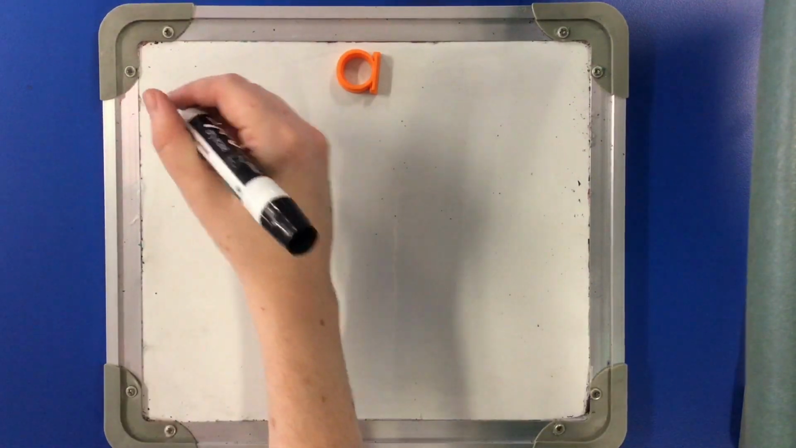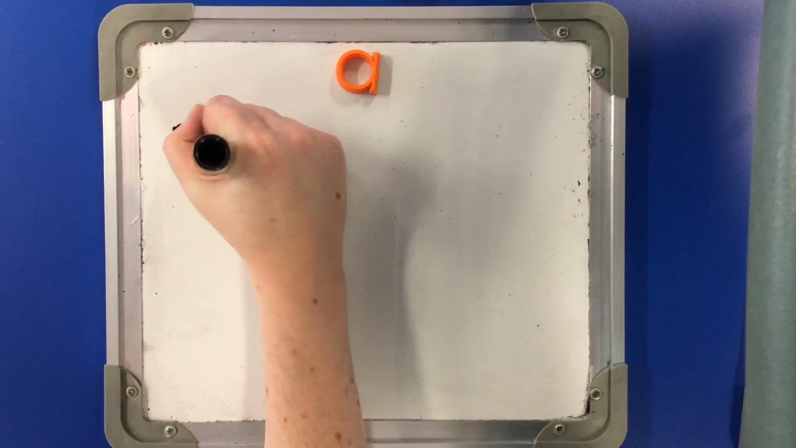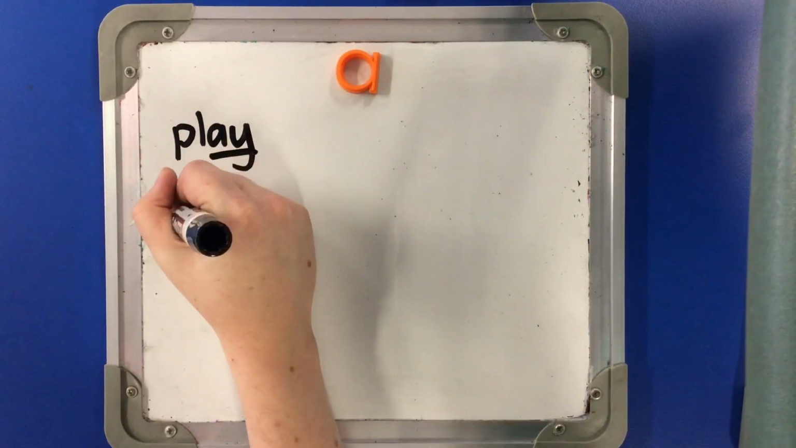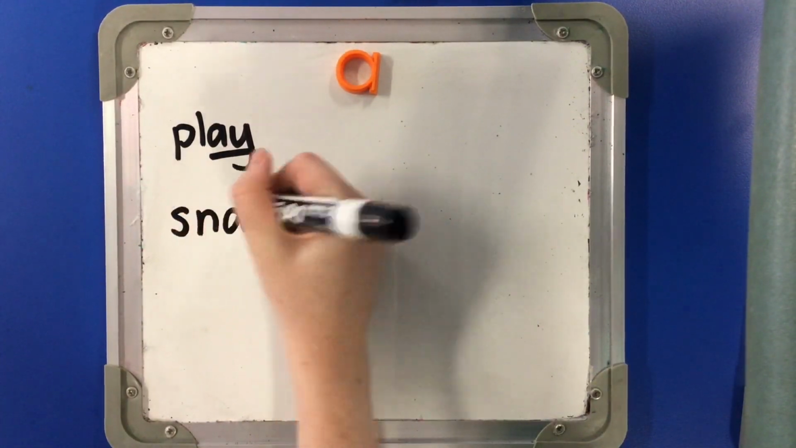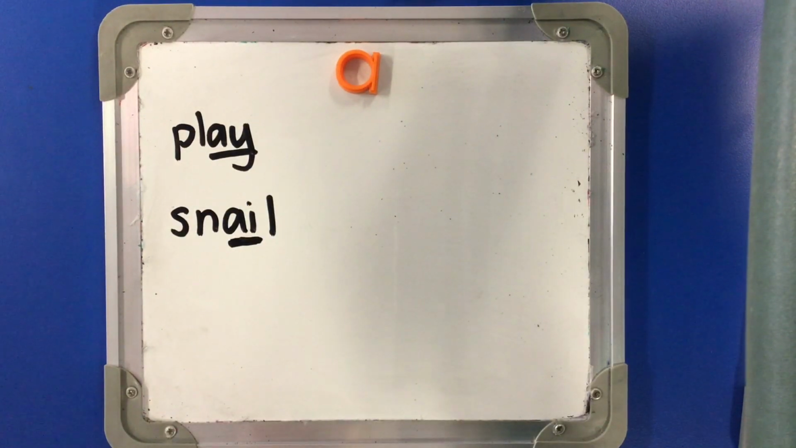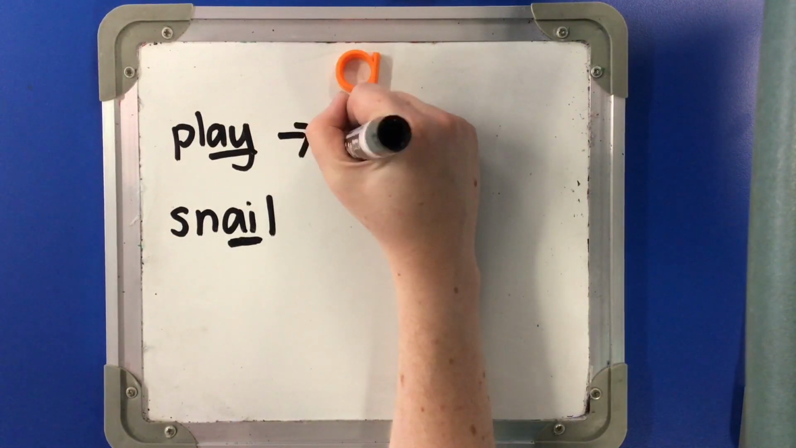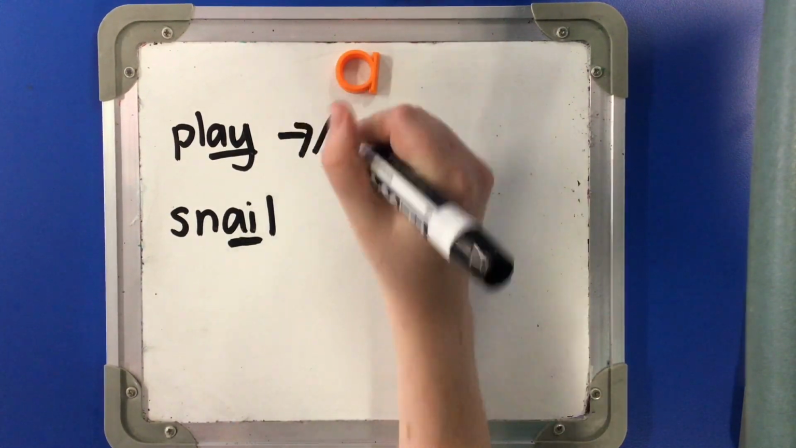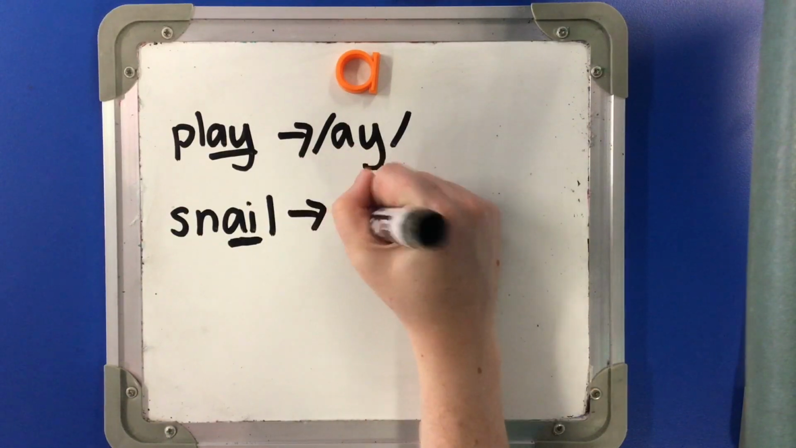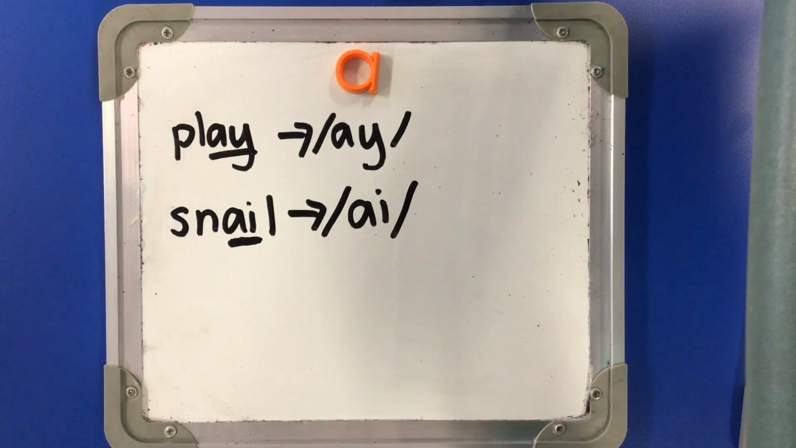Did you notice that in our play and in our snail, that A sound is being made by 2 letters. In play, it is A-Y, and in snail, it is A-I, and they both say the same sound, which is A.